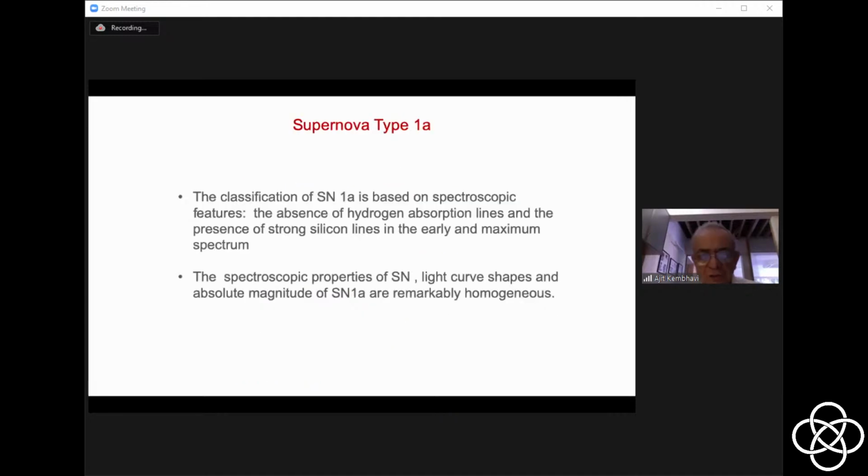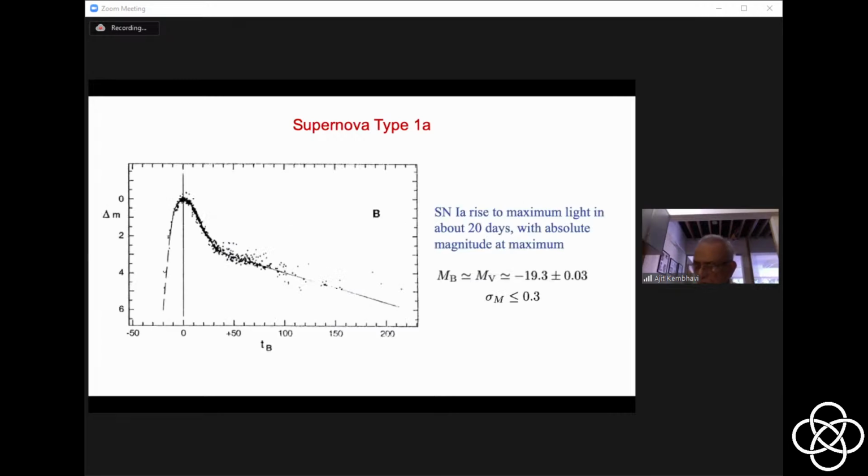So the classification of supernova type 1a is based on spectroscopic features. Now, what is amazing is that you study lots and lots of supernova type 1a, and you find that they have very similar spectroscopic properties. They have very similar light curve shapes, and the absolute magnitude at maximum is remarkably homogeneous. What do I mean by that? Look at this here. This is a particular supernova, and the magnitude is changing. You know the magnitude scale is inverted, and therefore as the magnitude decreases, the brightness increases. Somewhere here the supernova is born, and then it becomes brighter and brighter quickly, and then it reaches a maximum.